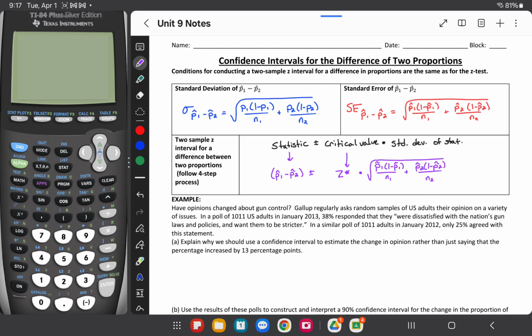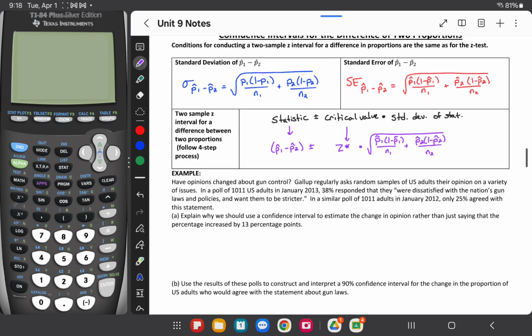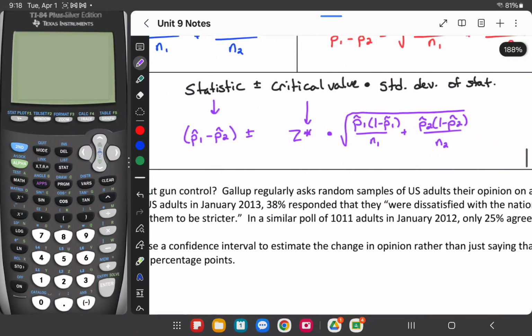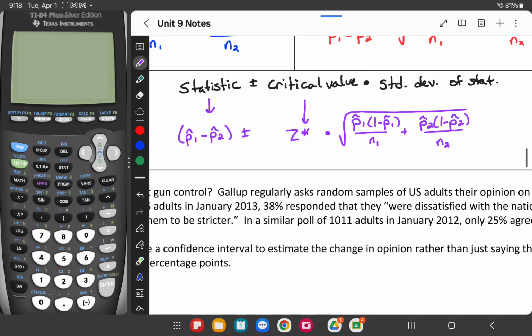So the standard error of p hat 1 minus p hat 2 is going to be the square root of p hat 1 times 1 minus p hat 1 over n1 plus p hat 2 times 1 minus p hat 2 over n2. And then that'll be part of what we'll use in building our confidence interval. Remember that a confidence interval is typically written as the statistic plus or minus your critical value multiplied by the standard deviation of the statistic. In this case, that is p hat 1 minus p hat 2 for the statistic, z star for our critical value, and then our standard deviation of the statistic there, which I'm not going to read all out.